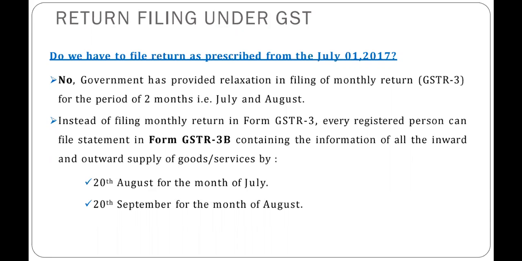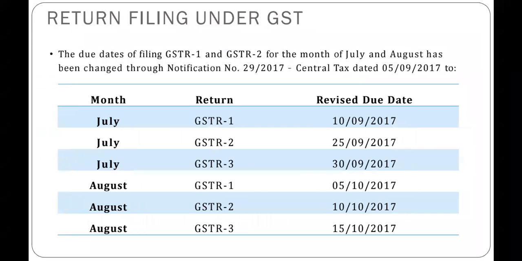Instead of directly filing a return under form GSTR 3, he can go to form GSTR 3B, and there he can fill in all the information of inward and outward supplies of goods and services by 20th August for the month of July, and by 20th September for the month of August. This way he can file his return under GST.